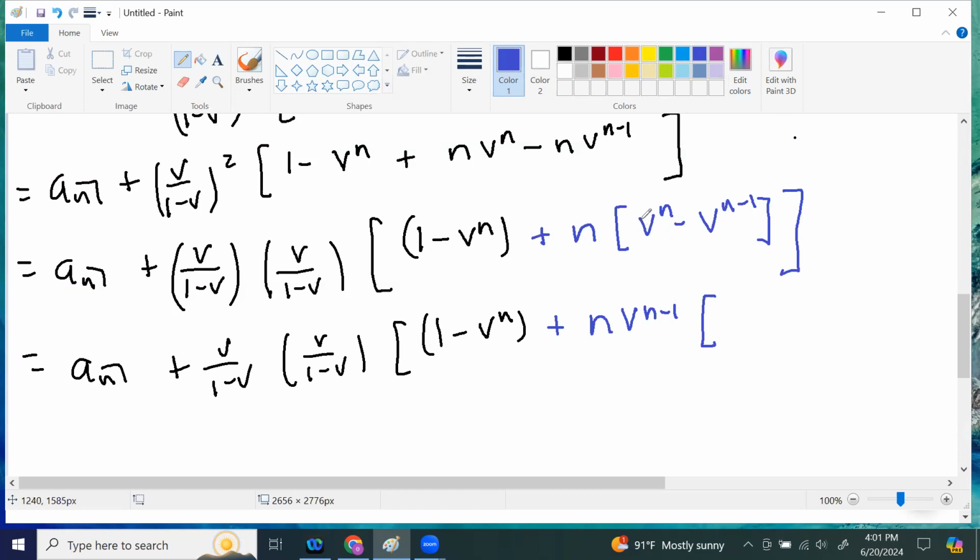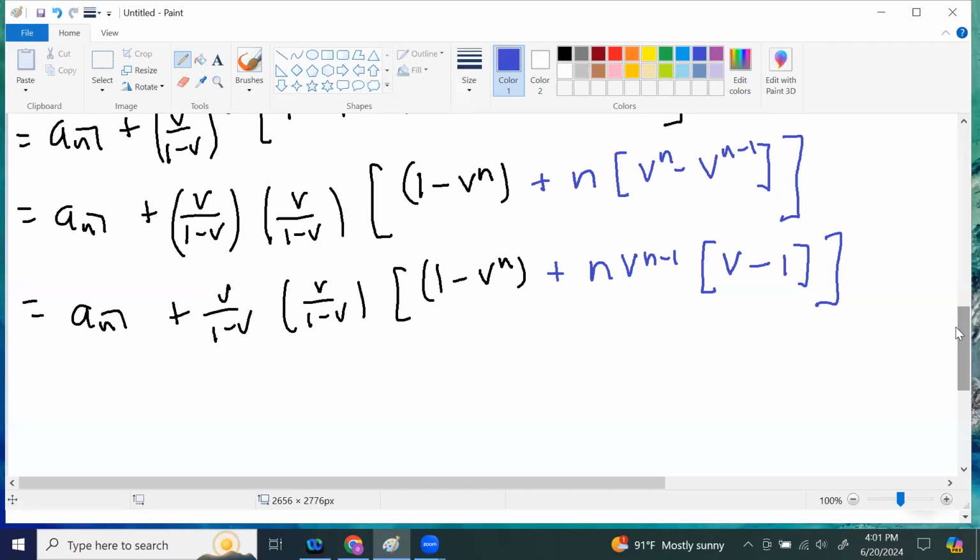And when I do that, what do I have left over? I have an extra v here, and I have a minus 1. Now we're ready for the punchline. What I'm going to do next is multiply this factor and distribute it in this factor here.